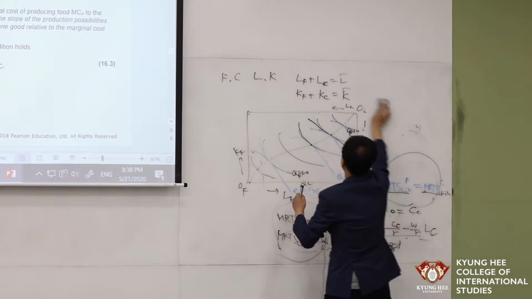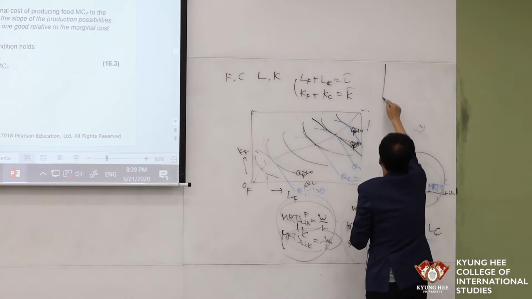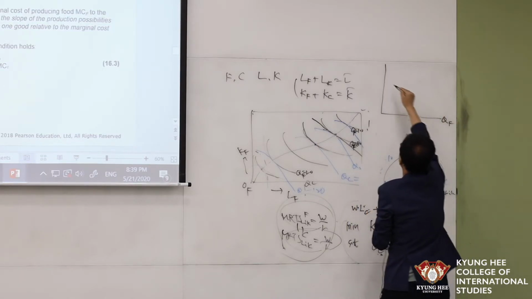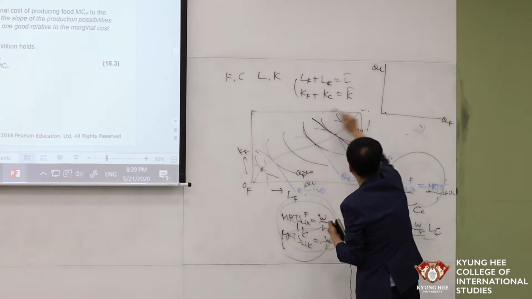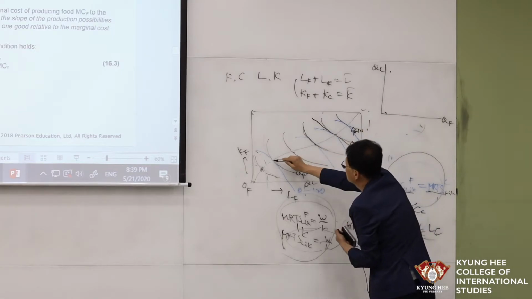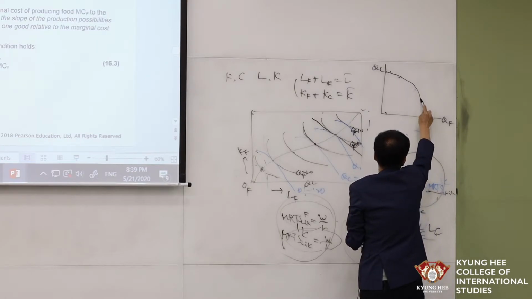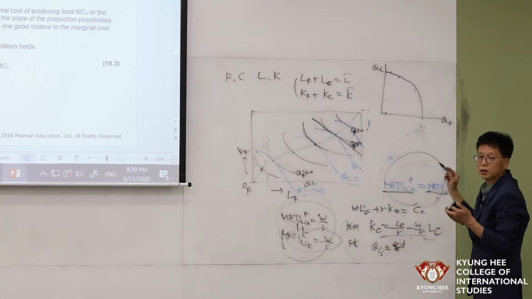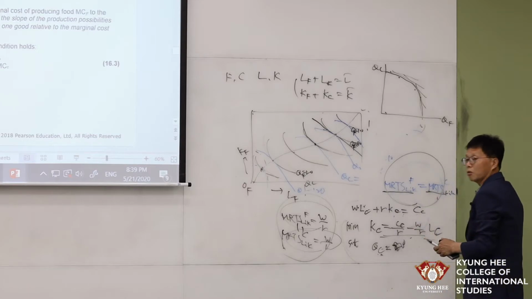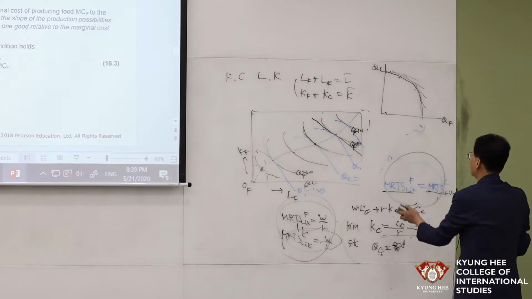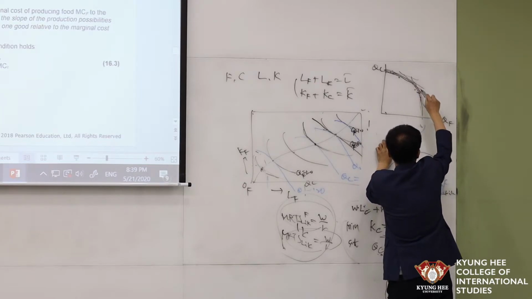From this Edgeworth box, satisfying these two conditions, we can draw the production possibility frontier, QF, Q clothing. At this point, food production is very small and clothing production is very big, right? So this point means this one. Connect all of these points on the contract curve in the Edgeworth box, and we can get this kind of production possibility frontier. MRT is the slope of the production possibility frontier, right? So moving this way, MRT increases and increases and increases.